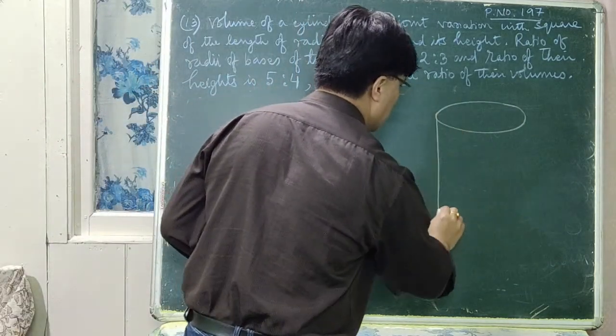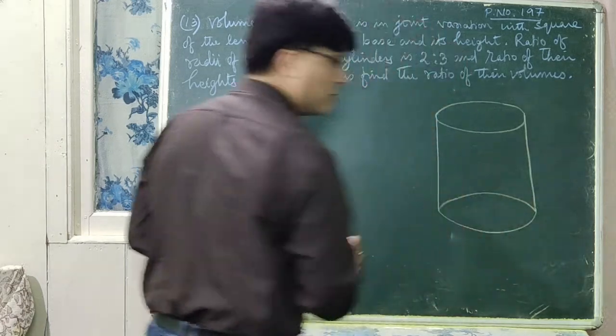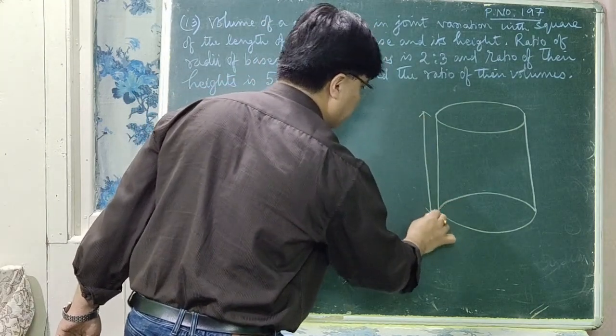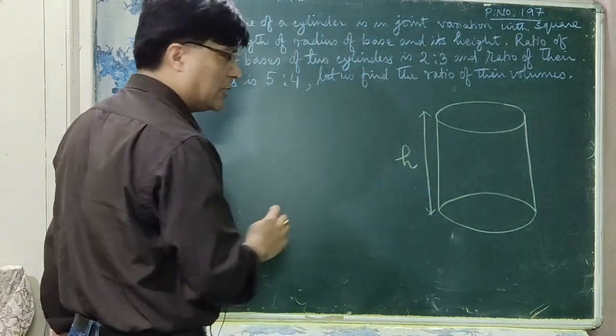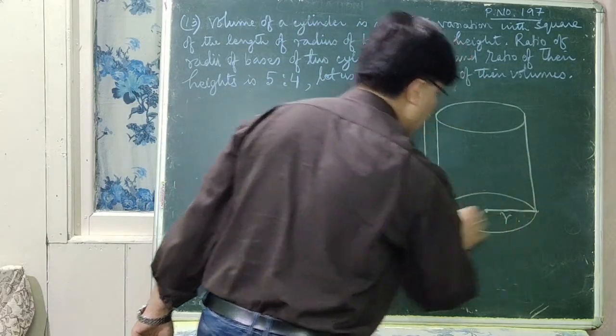So this is a cylinder. This is a cylinder, right? This is the height of the cylinder. This is h, the height of the cylinder. And now this is the radius of the base of the cylinder.